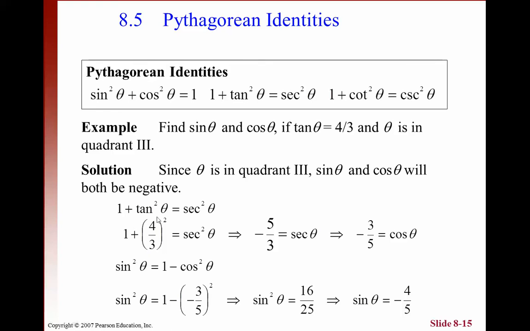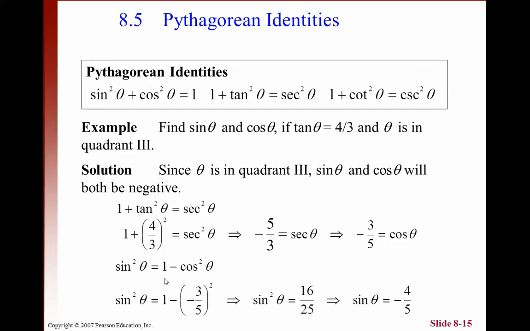So 9 over 9 plus 16 over 9 on the top gives us 25 on top and 9 on the bottom. Okay, so that equals secant squared. So if we take the square root of that, square root of 25 over 9, we get 5 over 3. But we know it has to be negative because it's in quadrant 3, so that's where the negative sign comes from. And then to get the cosine, we just flip it over, right? 3 over 5.